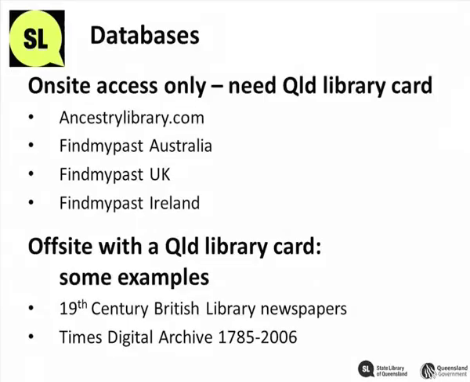Databases that we have, on-site access only, you need a Queensland library card: ancestrylibrary.com, Find My Past Australia, UK and Ireland. Off-site with a Queensland library card: 19th century British Library newspapers and the Times Digital Archive. It goes without saying, I haven't sort of sung the praises of Trove yet, but is there anyone who's not aware of Trove? Because if you're not, you should certainly go up to talk about it to the staff on level 3.